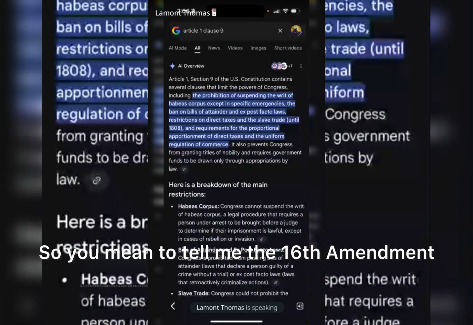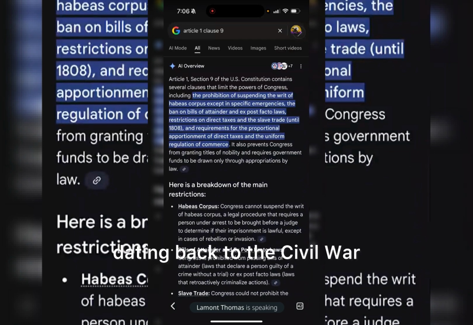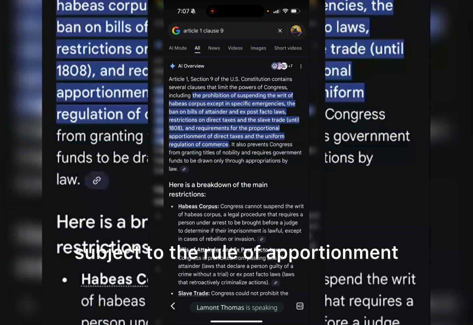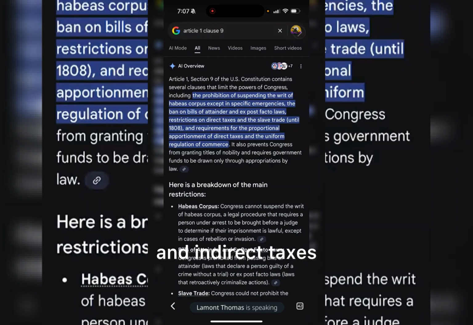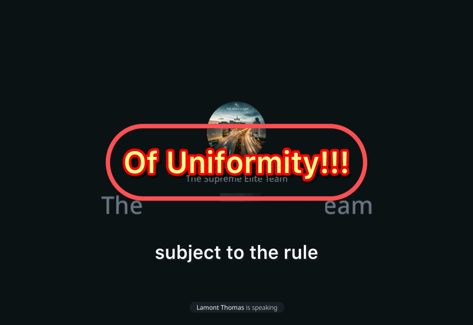So you mean to tell me the 16th Amendment created its own separate class? Well, dating back to the Civil War, it's always been direct taxes subject to the rule of apportionment and indirect taxes, which is subject to the rule.